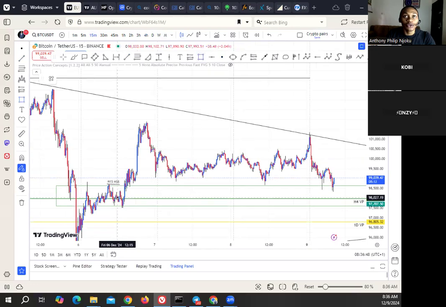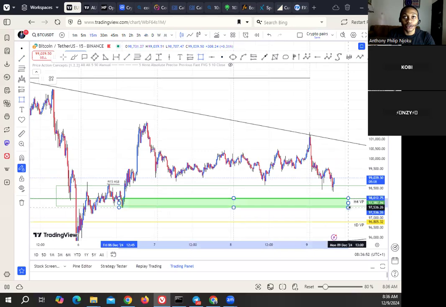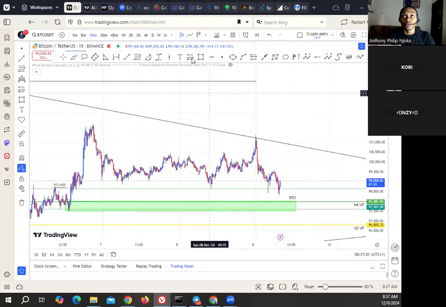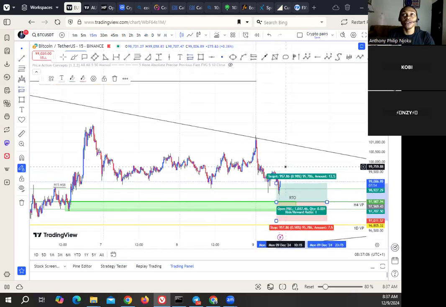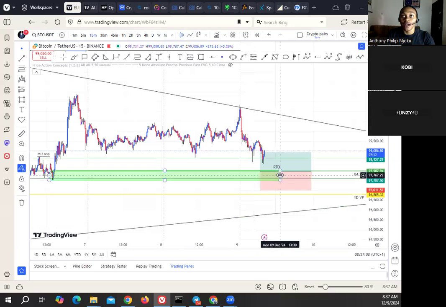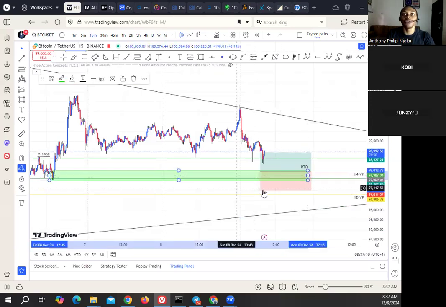If we see Bitcoin head towards this low, it's very close to it. We'll be taking the buys from this low once it taps towards there. So I'll keep my eye on it, and we'll be taking the buys from here for Bitcoin.